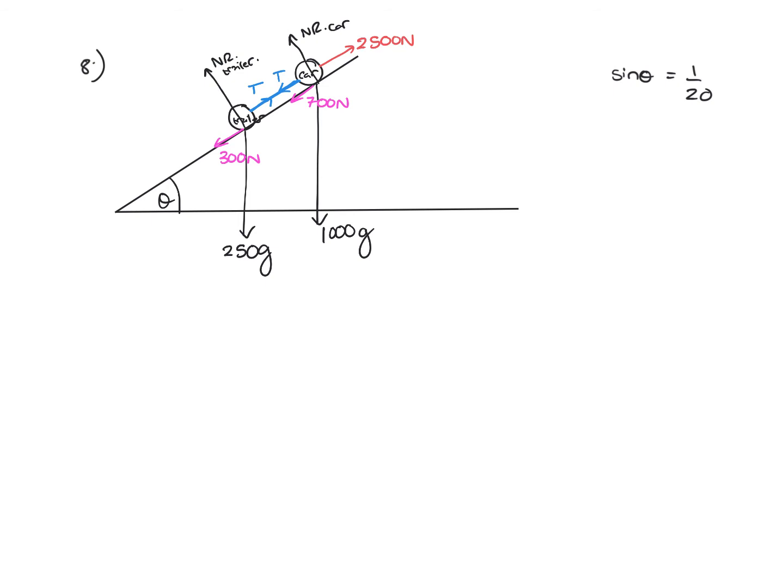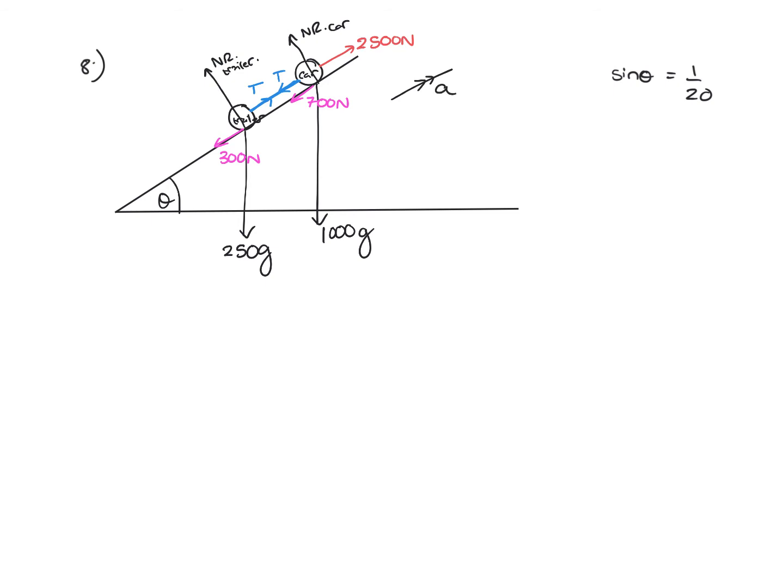And again, we're not going to worry about the directions of those forces. If they turn out to have been in the other direction, it doesn't really matter. This will still work. So we know that the car is towing the trailer along the slope, so let's say acceleration in this direction here.